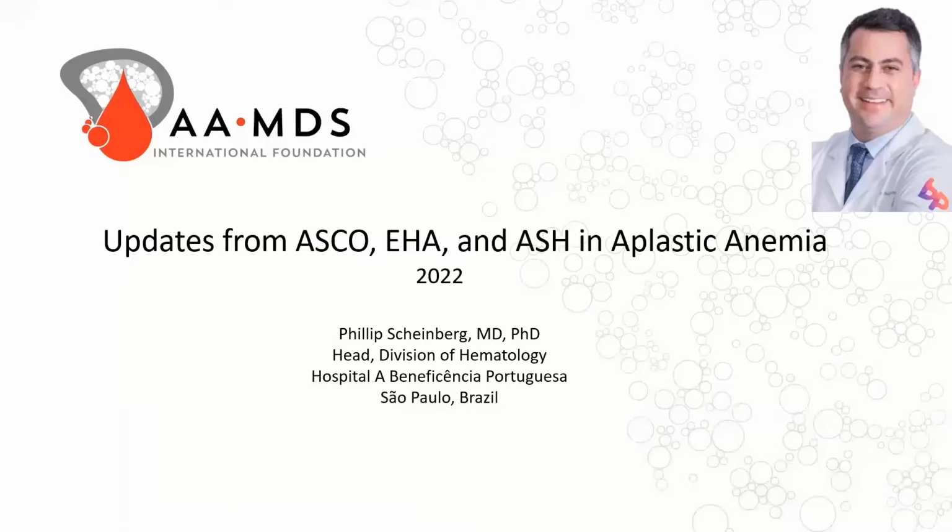So what we will be doing today is talking a little bit about what has been presented in the major medical meetings. We usually have two major hematology meetings that are focused on hematology, that are ASH, which is the American Society of Hematology, and then the European Hematology Association, which is the European meeting. And then we have ASCO. ASCO is more focused in oncology, so there's very little, if anything, in marrow failures or aplastic anemia in general. But I will be focusing more so on the other two meetings.